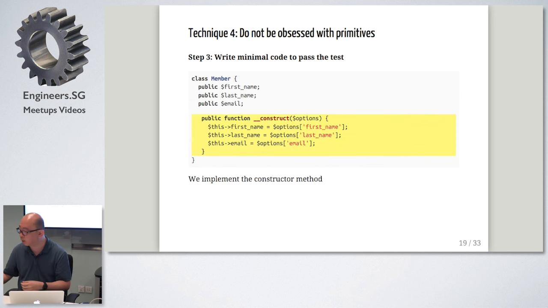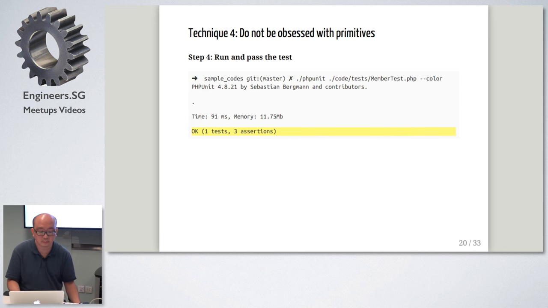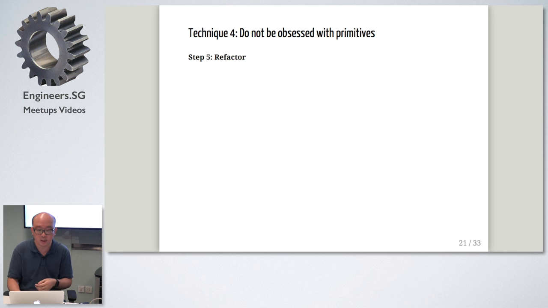So let's go implement the code. Write a minimum amount of code and say, look, this is the first name. The API that I'm expecting is an associative array. The associative array has first name, last name, and email, and I will set the attributes accordingly. So this is a very simple implementation. And of course, the test is passing right now. So let's take another look at the code again.